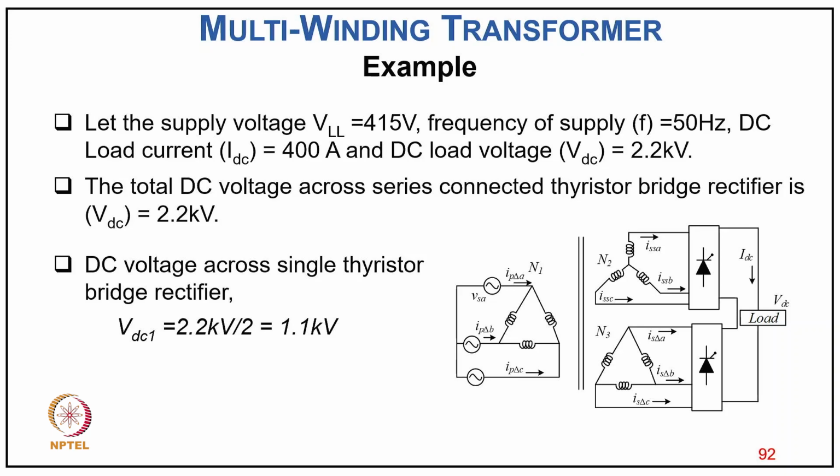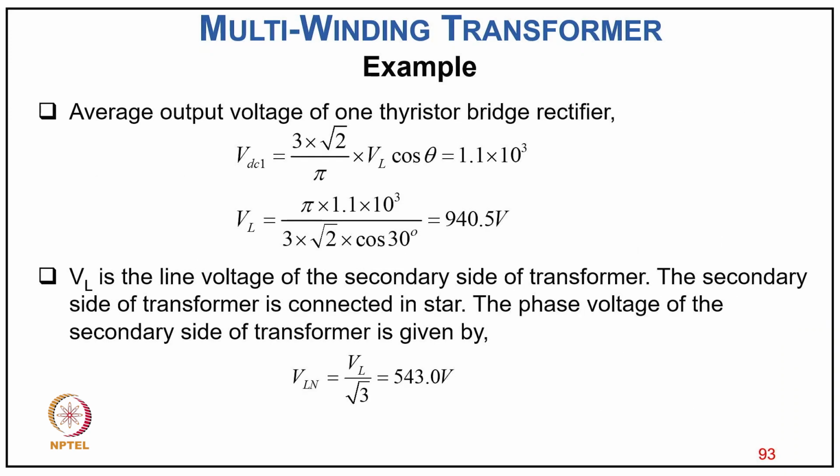Next, a typical example for a 12 pulse converter: let the supply voltage be 415 volt, 50 hertz, the load current 400 ampere, and DC voltage 2.2 kilovolt. The total DC voltage across the series connection of thyristors is 2.2 kilovolt. So the DC voltage across each single thyristor converter is 2.2 divided by 2, that is 1.1 kV.